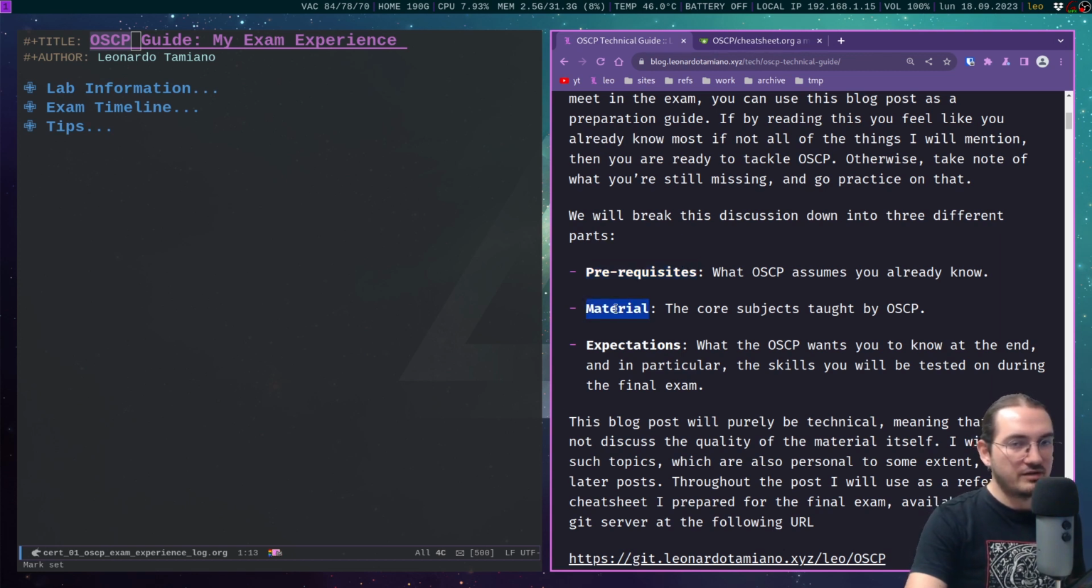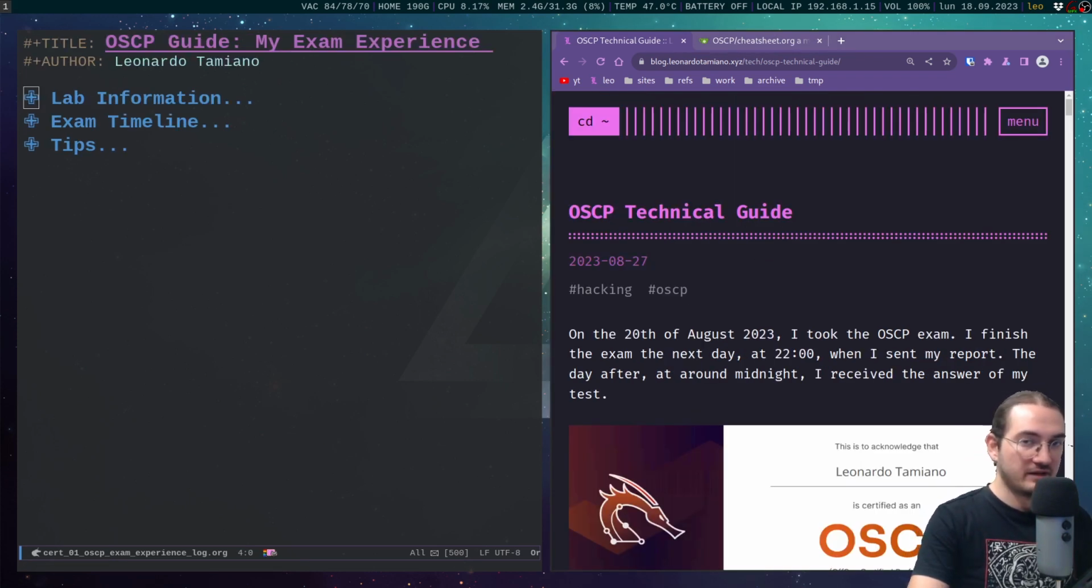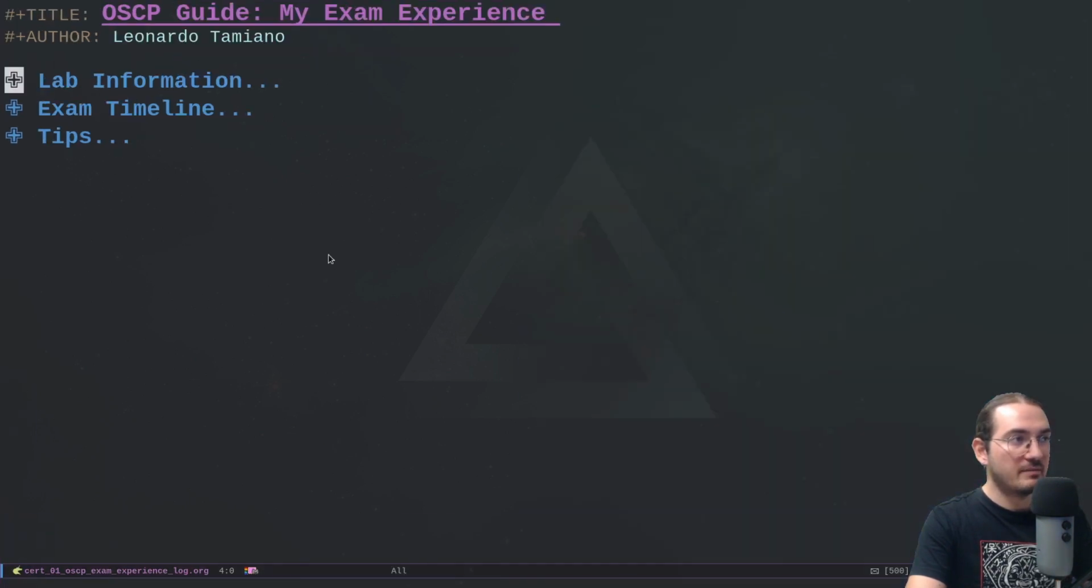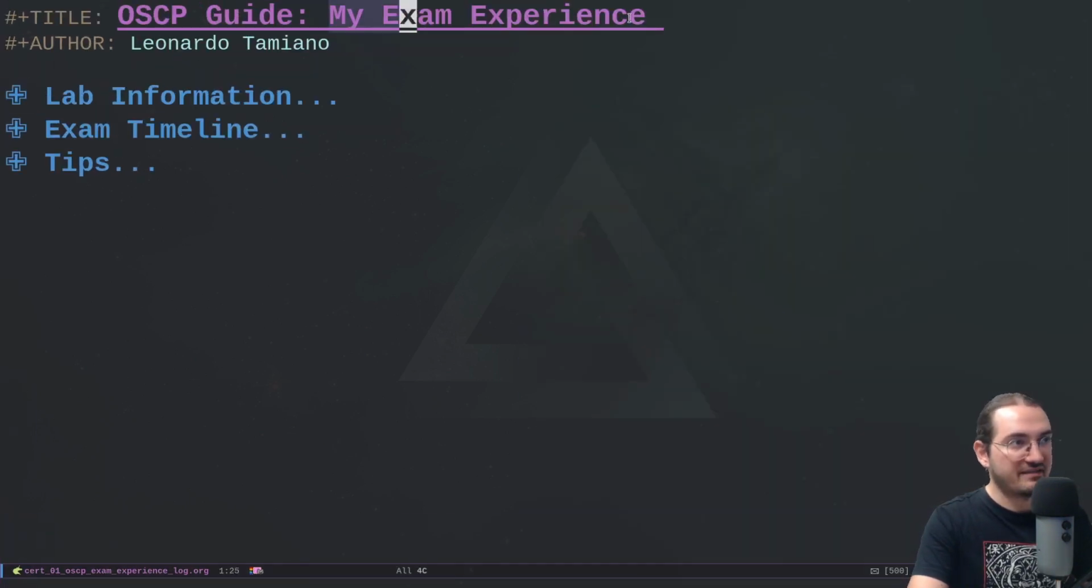Then the main content of the blog post is about the material, in which I describe the core subject taught by the OSCP certification. And finally, I talk about expectations, which is what OSCP wants you to know at the end, and in particular, the skills you will be tested on during the final exam. Because everyone knows to obtain the OSCP certification, you have to go through an exam. So, having set hopefully the right expectations, we can start off with the content of this video, in which I will describe my experience studying for OSCP and my exam experience.